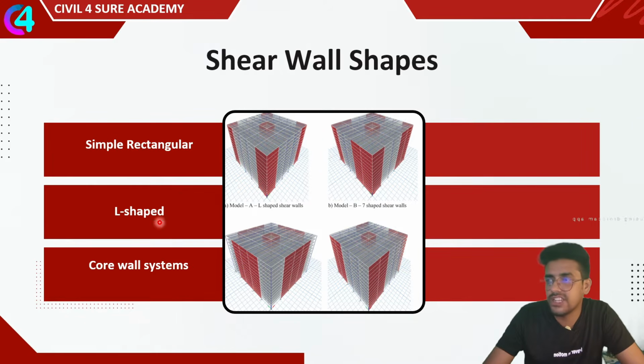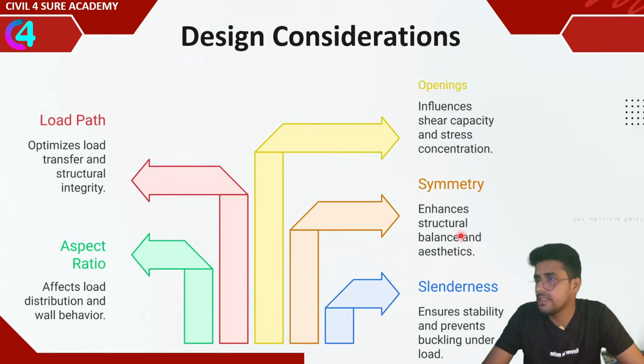It can be L-shaped. You can see at the corners it is an L shape, and in this photo also it is of L shape. It can be used in the core wall system at the center. It can be used to increase the lateral stiffness. It can be T-shaped, C-shaped, and it can also be U-shaped.